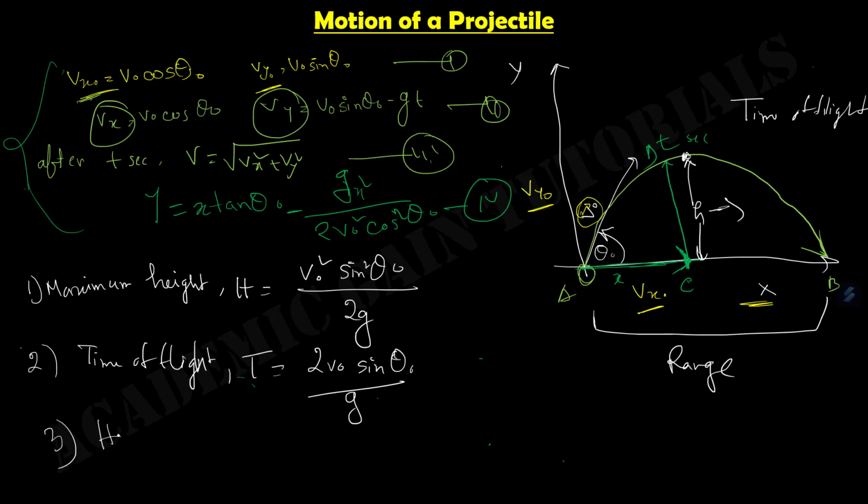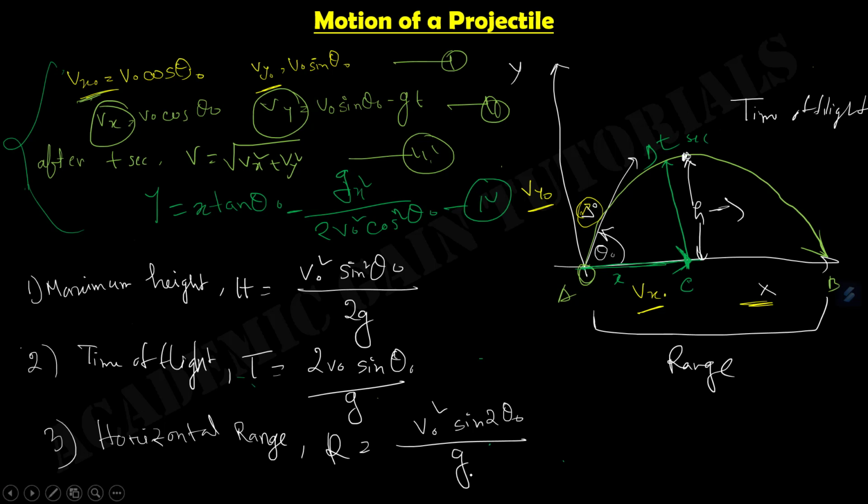And the third one is horizontal range. For horizontal range, we represent it as R. R equals v naught square sine 2 theta naught by g. So we have to remember these three terms also.